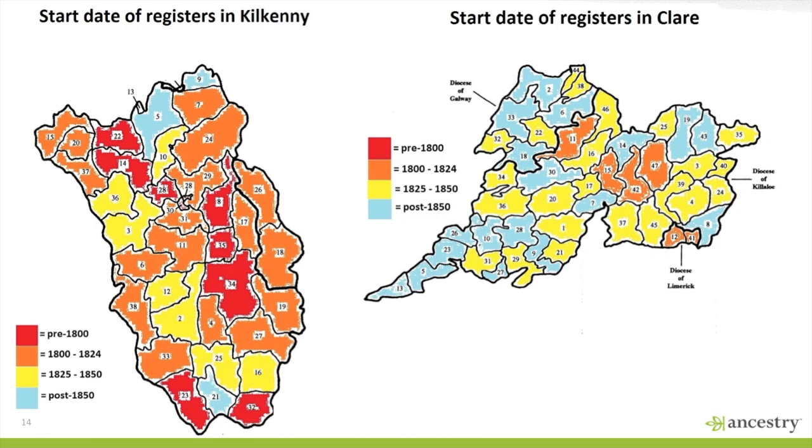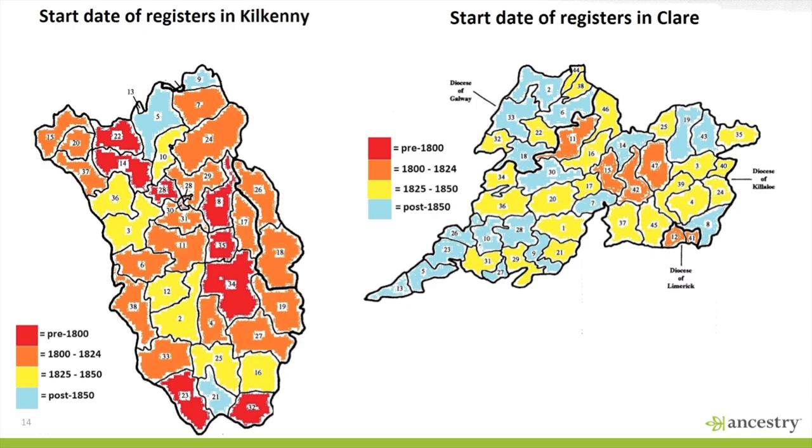So I've created what I call some heat maps here. What's very important to understand is the start date of the registers, and also to understand how that might play out in different counties in Ireland. There's a couple of broad rules that we can follow when it comes to the start dates of the registers. Typically we can say that as we move from the west of Ireland to the east of Ireland, the start dates of the registers are earlier and earlier.